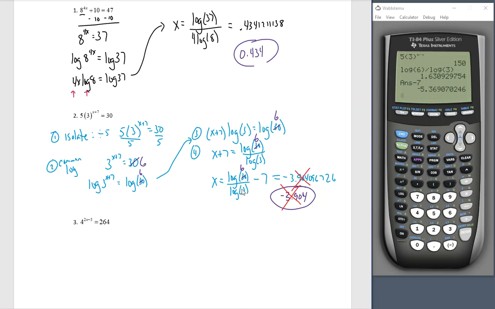With a log base 6 divided by log base 3 and then minus 7, I think now the answer is x equals negative 5.369. But before I circle that, I'm going to store that for x and make sure I did it right this time. I can't believe I just forgot to divide. 5 times 3 to the x plus 7. Much better. And now I'm confident about that answer. And that's why it's important to always check your work.